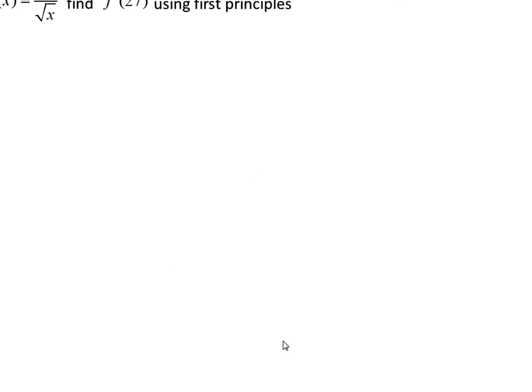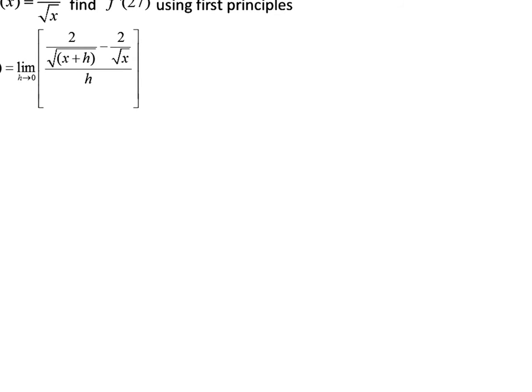Now, due to popular request, I've got one here that combines the negative and fractional indices. The algebra gets quite ugly, but let's go through it anyway. So in this case we have 2 divided by the square root of x, which is 2 multiplied by x to the negative a half. And we need to find the slope at x equals 27 by using first principles.